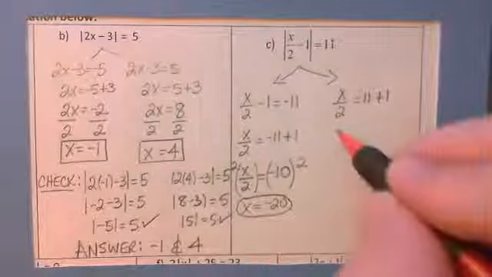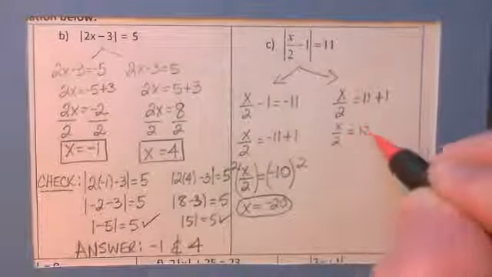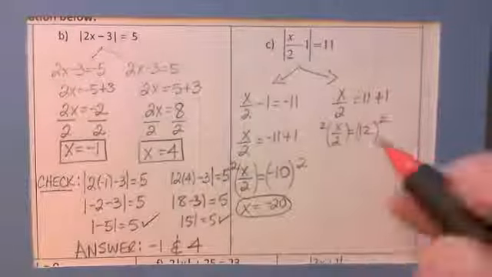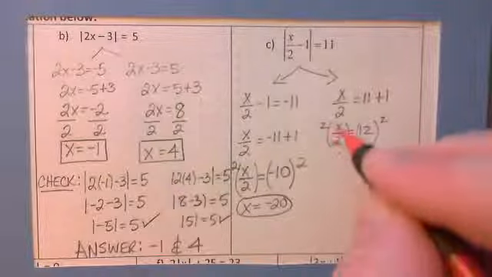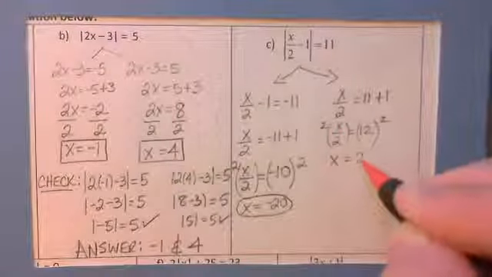Okay, let's do the same thing here. So this will be x over 2 equals 12. Put parentheses on both sides. We're going to multiply by 2. So 2 times x is 2x, divided by 2 is x. And 2 times 12 is 24.